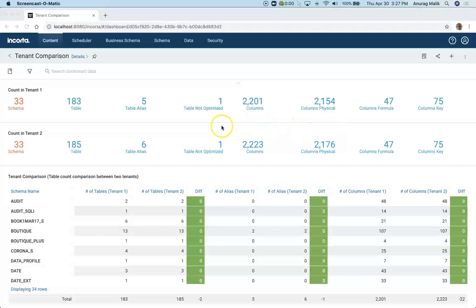I need to see if there are 6 alias tables here and 5 here. What are those? And what are the extra columns we have in this tenant? This table will give you that.